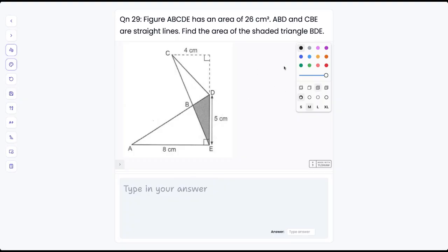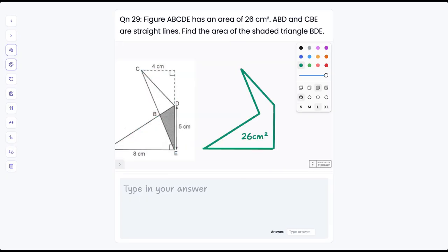So let's recap from this question. What I'm going to do is draw this out. So this area ABCDE over here, it's not the best drawing, is this whole thing. Okay, so this whole area is 26 centimeters square.